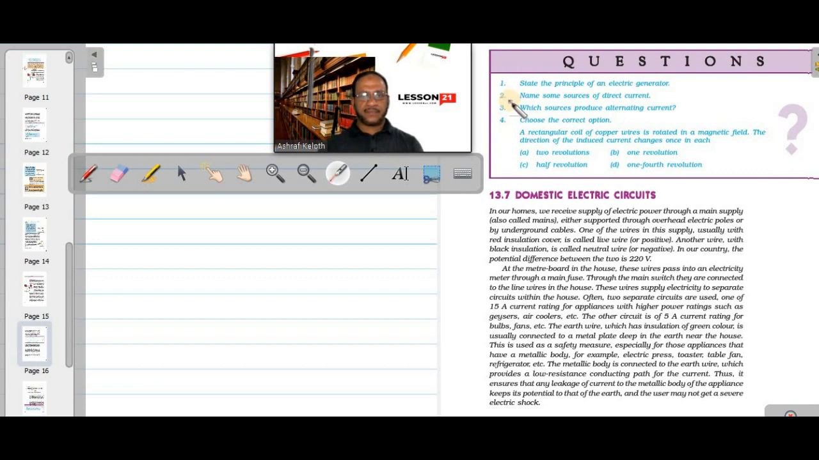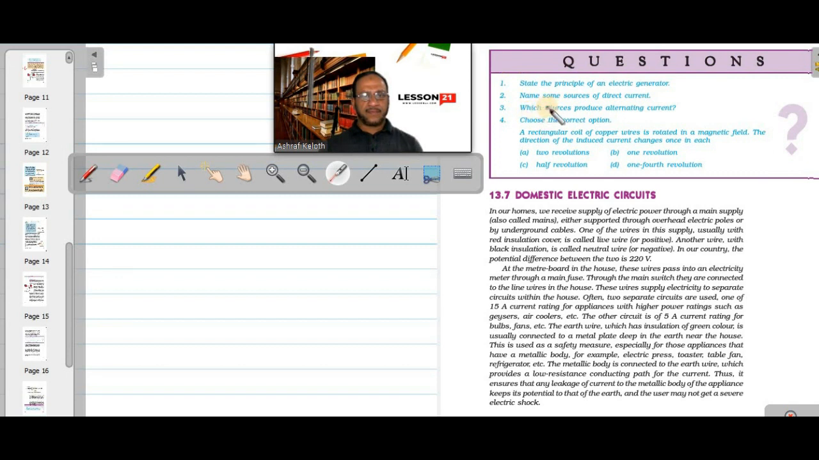State the principle of electric generator. What is the statement? Electromagnetic induction. That is, name the principle. In exam, if you are getting a question, name the principle of electric generator, you can say electromagnetic induction. If it is state the principle of electric generator, you have to say: whenever there is a change in magnetic field associated with a conductor, it will induce a current in the conductor. Means you have to write the full statement. Okay? Yes, sir. Next question.